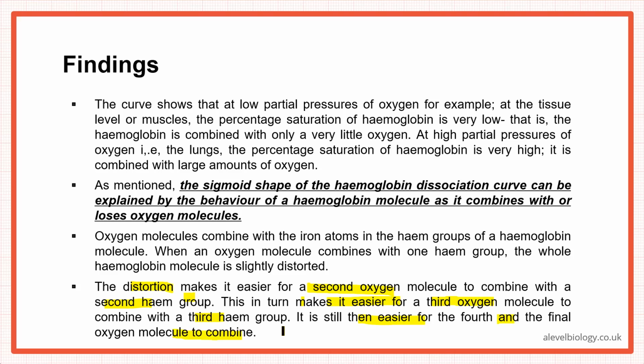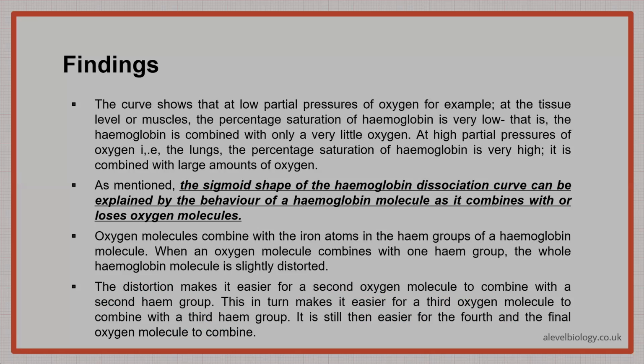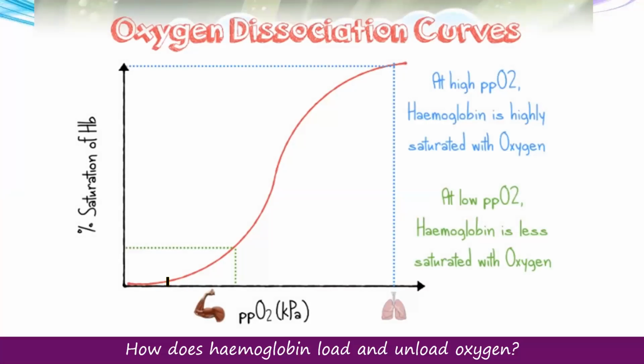First one combine hone ke baad, then a distortion takes place. So first जब हुआ distortion हुई, it is easy for the second one. Second join हुआ तो और distortion हुई, तो it is easy for the third one and definitely the fourth one. So this is actually, if you look at the curve, what is showing you here.